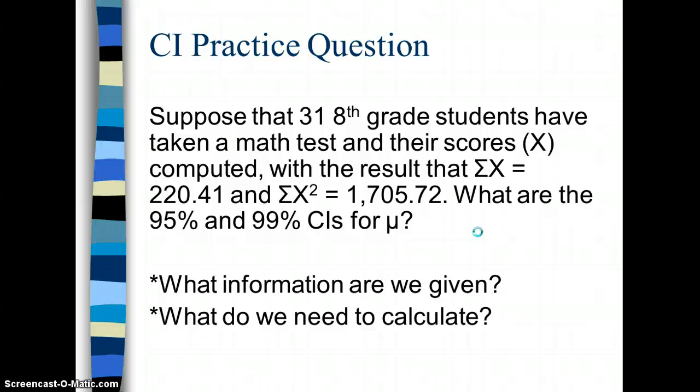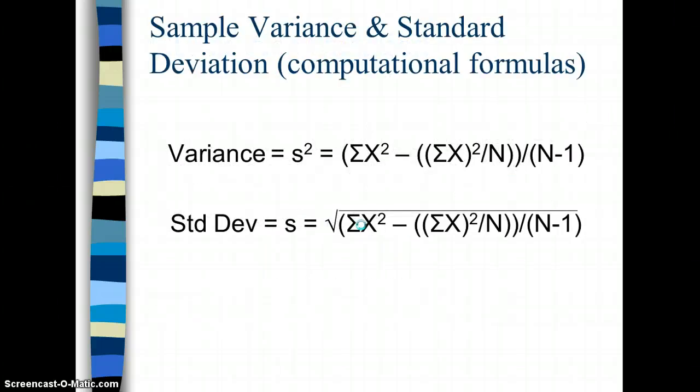If we made this more complicated, I'm not asking you to compute this, but I'm saying that you could. We've got the sum of x, excuse me, their scores, and we've got the sum of their scores squared. We could also calculate the 95 and 99% confidence intervals for the population mean, because we have these fancy computational formulas.